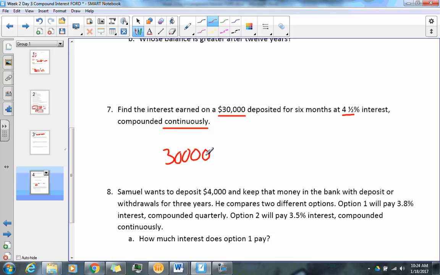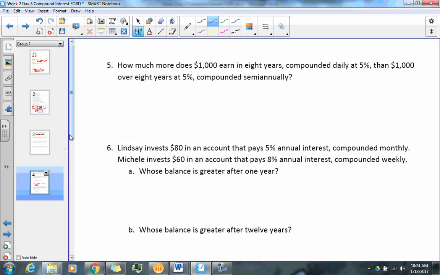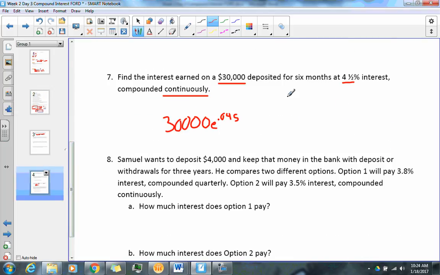30,000, writing with my mouse here, 4.5% will be 0.045. Now this is where it gets tricky. Let me go back to the formula here. T represents years. All right, T represents years. So going back to question number 7, it says for 6 months. They're trying to trick you.